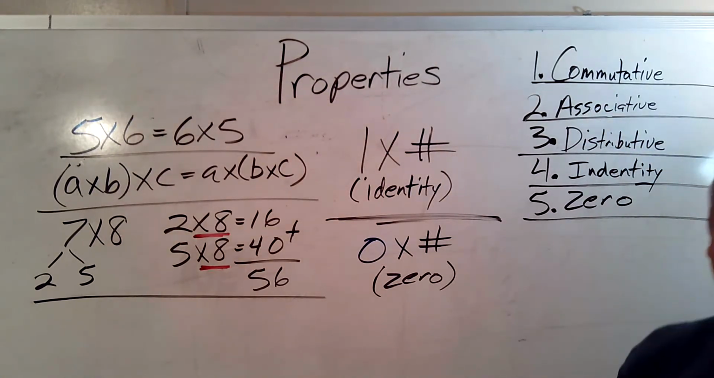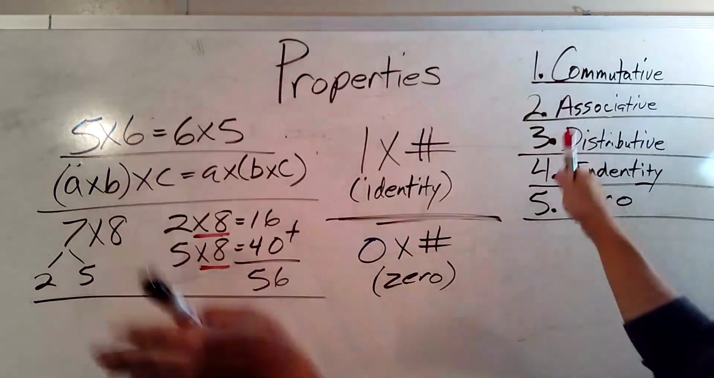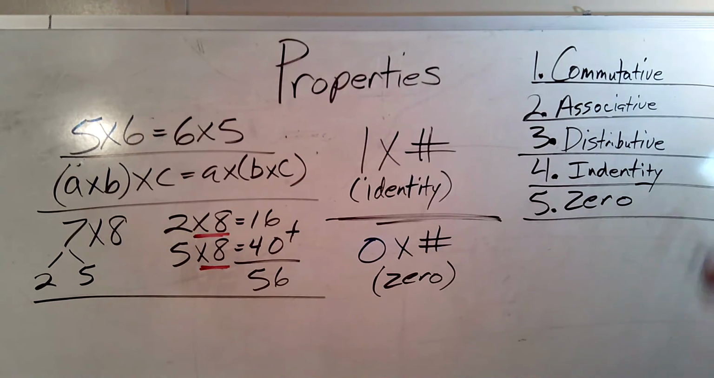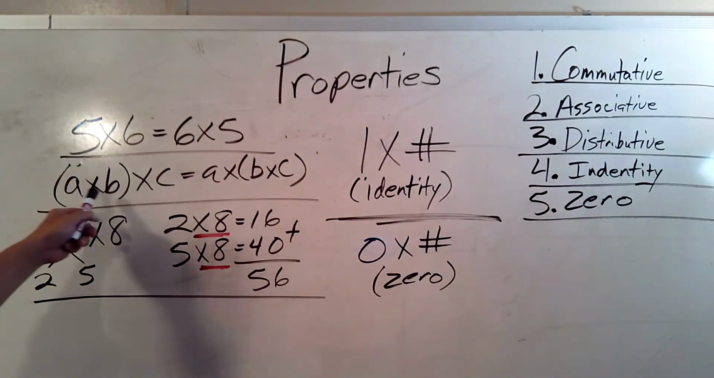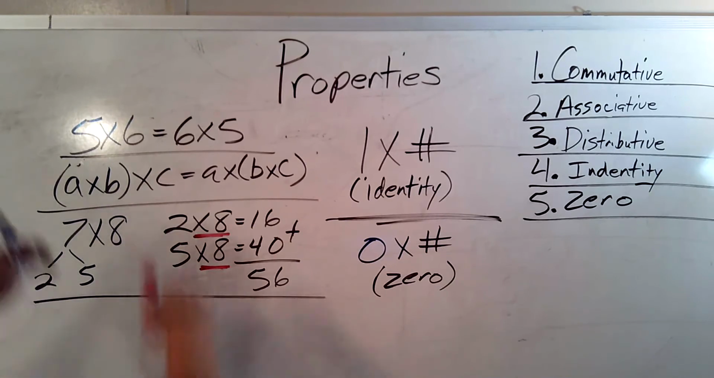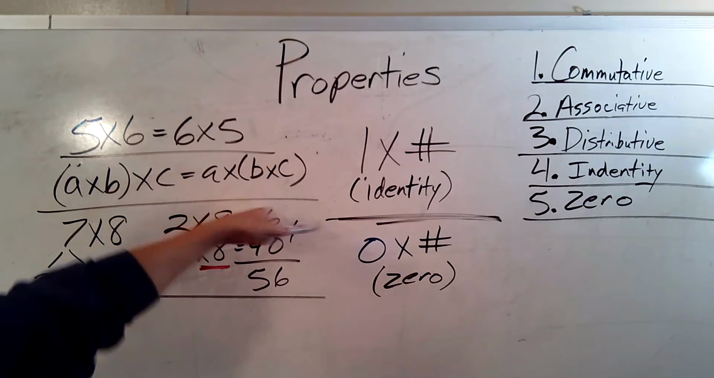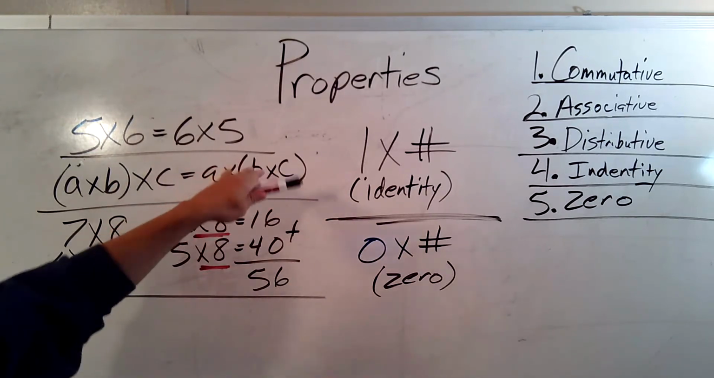7 times 8. That's 56. So it could be 8 times 7. All we do is flip-flop those factors. Alright. Associative. Who's going to play with who? Alright. In this case here, A and B are playing together using the parentheses. Alright. And then over here, B and C are now playing together using parentheses.